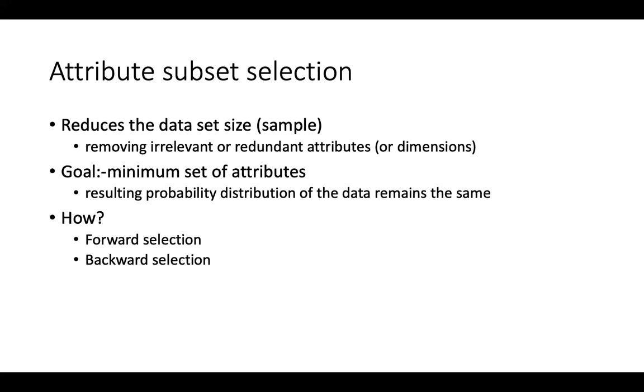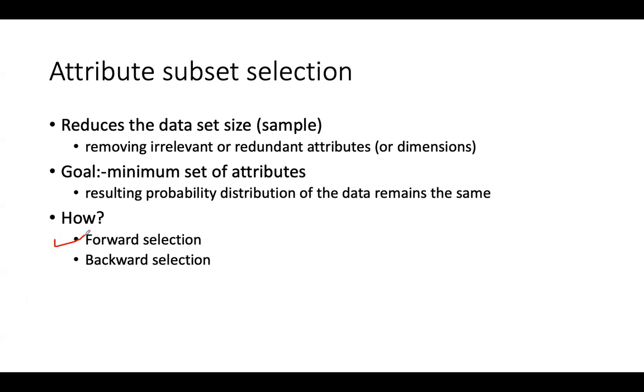Again, the goal here is to select a minimum set of attributes that will result in a probability distribution that retains as much information as possible. There are two ways of doing this: forward selection and backward selection. Forward selection, sometimes we call it starting with no predictors, and backward selection starts with all predictors. We will look at them individually, but just quickly to mention here.